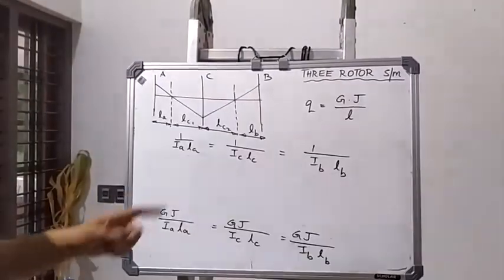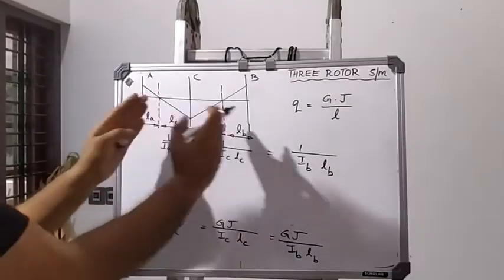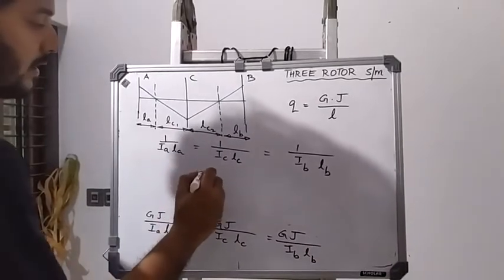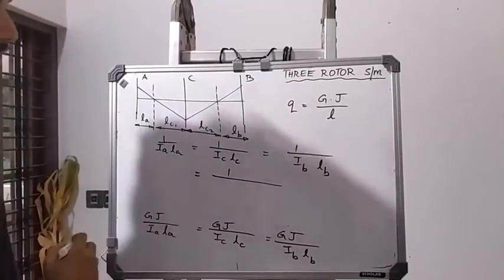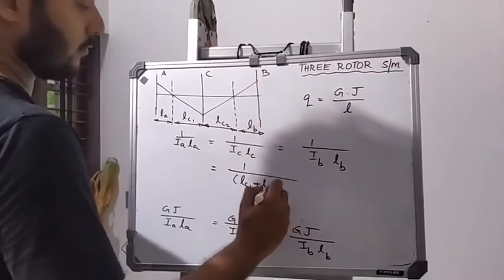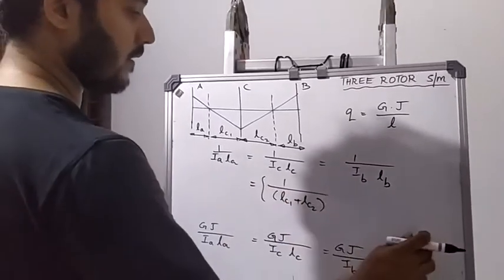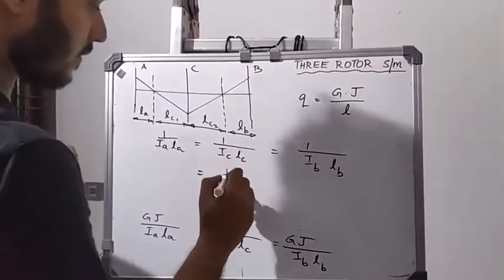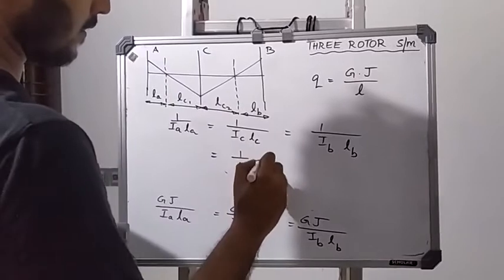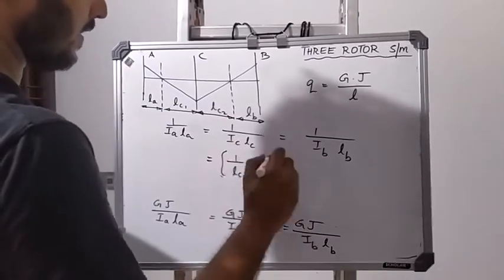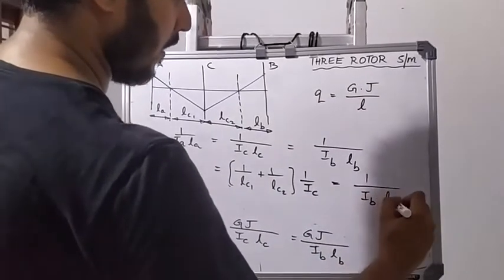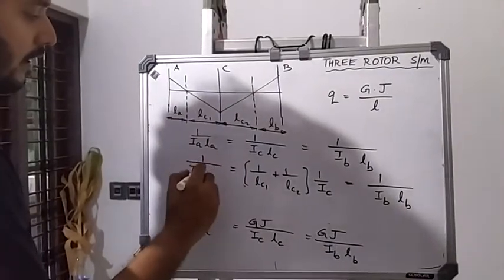Now in the case of distance LC, you have two portions, LC1 and LC2. So this can be rewritten slightly in one format as 1 by, this distance can be written as LC1 plus LC2, multiplied by 1 by Ic, equal to 1 by Ib into Lb, and this portion also 1 by Ia into La.